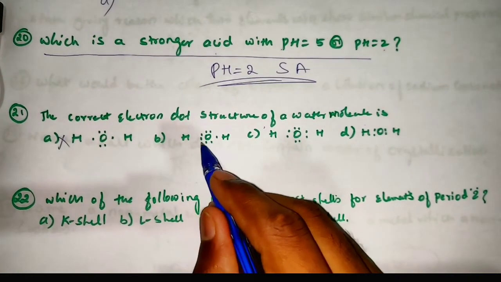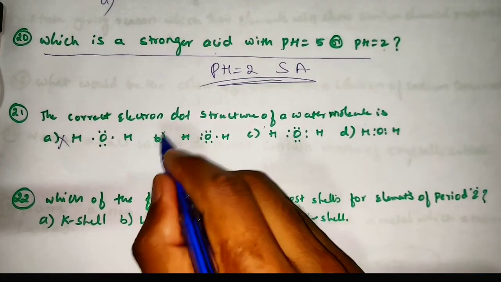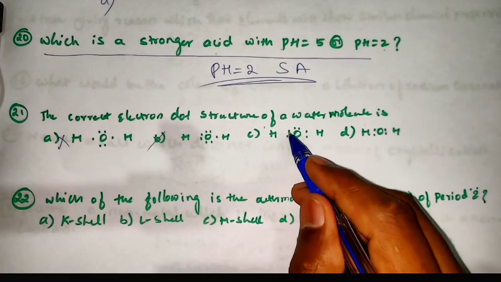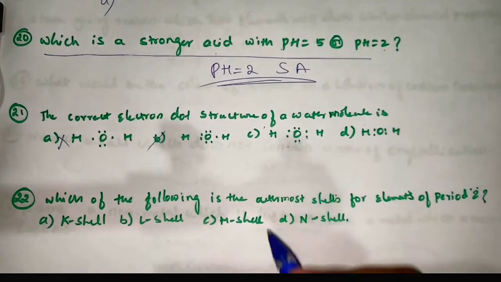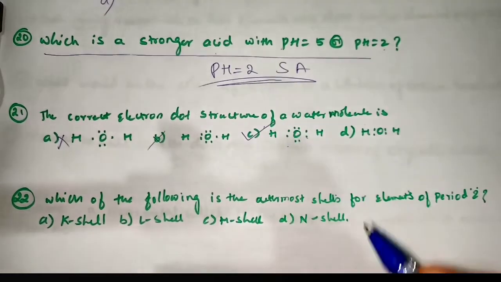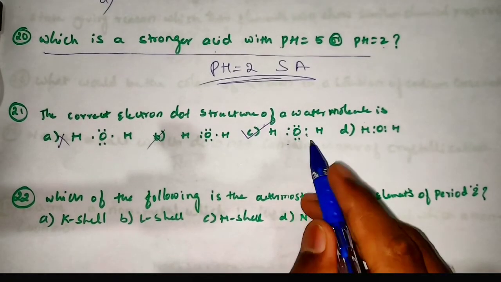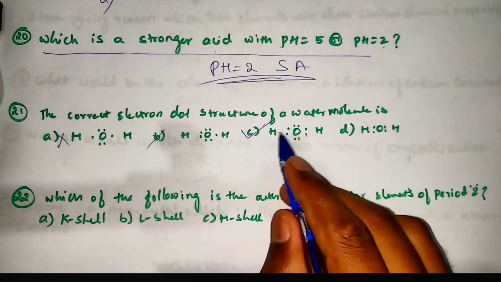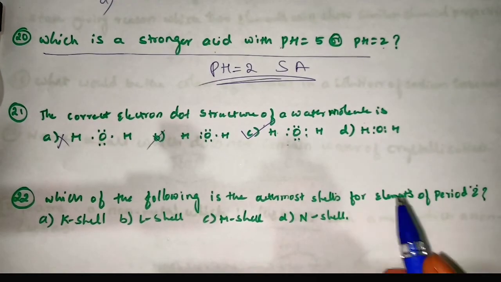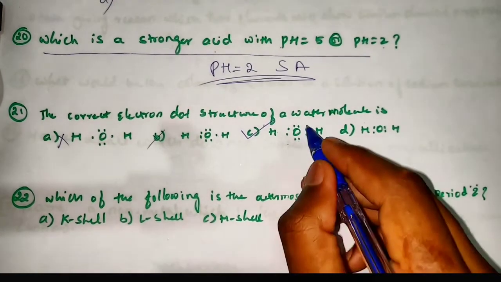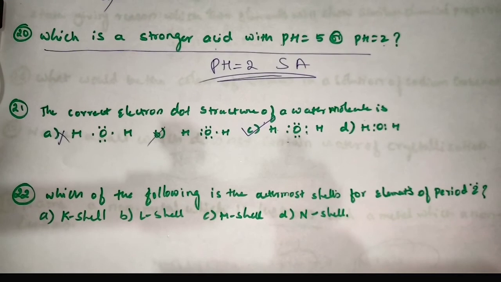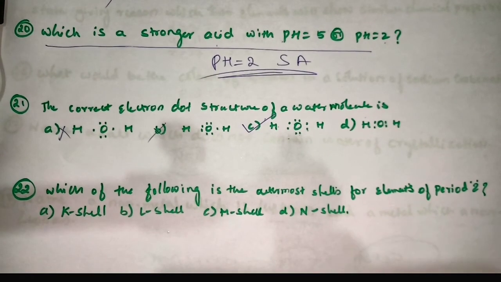Here we can check: 1, 2, 3, 4, 5, 6, 7 is there. It is also not the answer. So here, 1, 2, 3, 4, 5, 6, 7, 8. So option C is the answer. Why, sir? Oxygen has 6 outermost electrons and 2 hydrogens are there. Both the hydrogens are sharing 1 electron each. So oxygen will become 8 and it will complete the octet. So C is the correct answer.